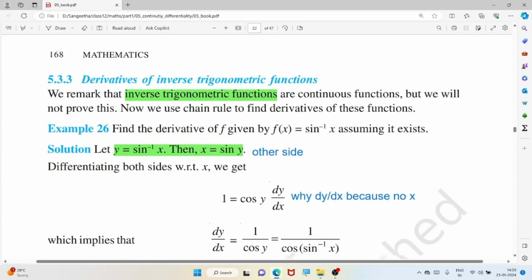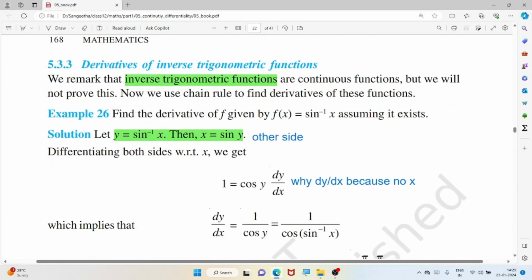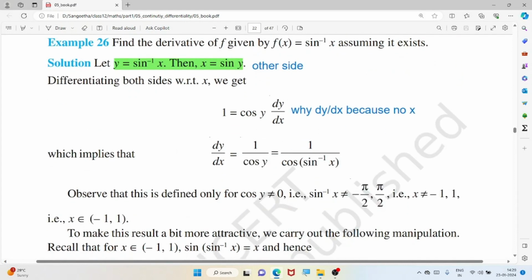Inverse trigonometric functions. f of x is sine inverse of x. So x equals sine of y on the other side. Y equals sine inverse of x. When sine comes to this side, the inverse is cancelled out. Here again you see, differentiating with respect to x, we are adding dy by dx here.